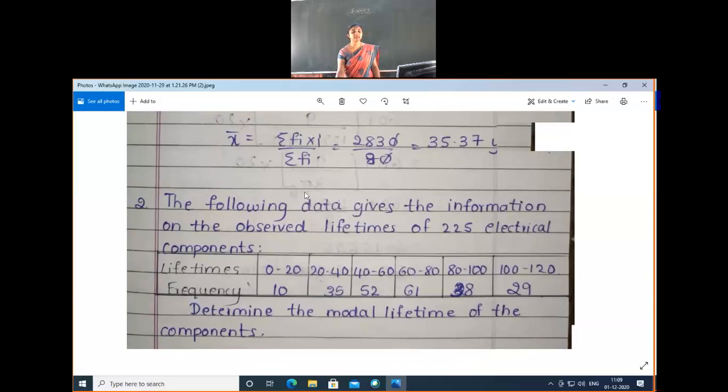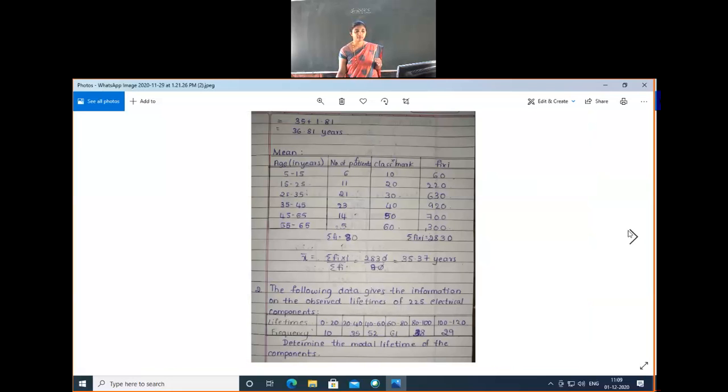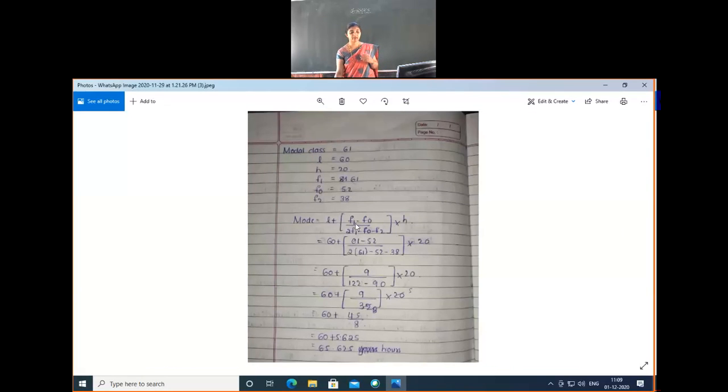Second question is this one. The following data gives the information on the observed lifetimes of 225 electrical components. Lifetimes 0 to 20, 20 to 40, 40 to 60, 60 to 80, 80 to 100 and 100 to 120. Here the frequencies are 10, 35, 52, 61, 38 and 29. Determine the modal lifetime of the components. Modal lifetime in the sense, what we have to find here? Mode we have to find.